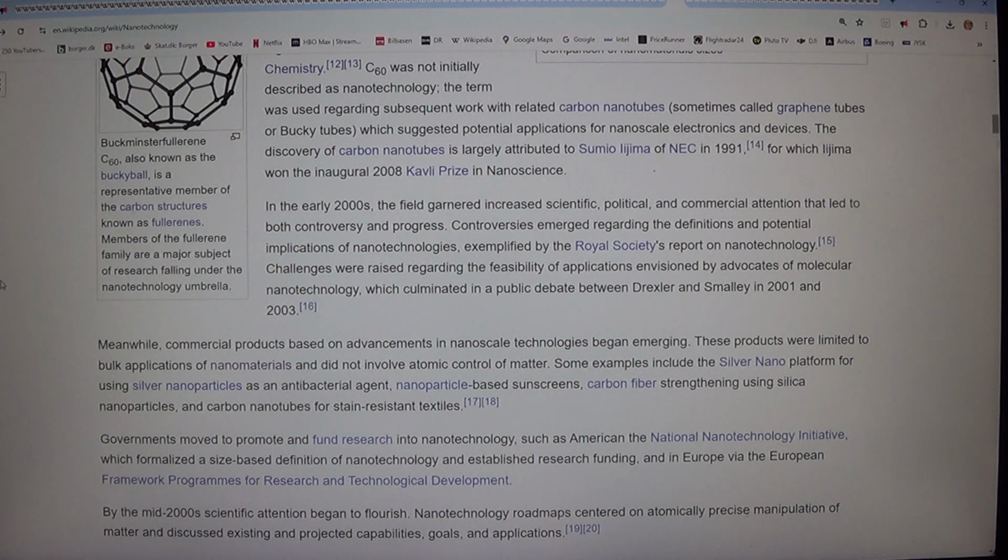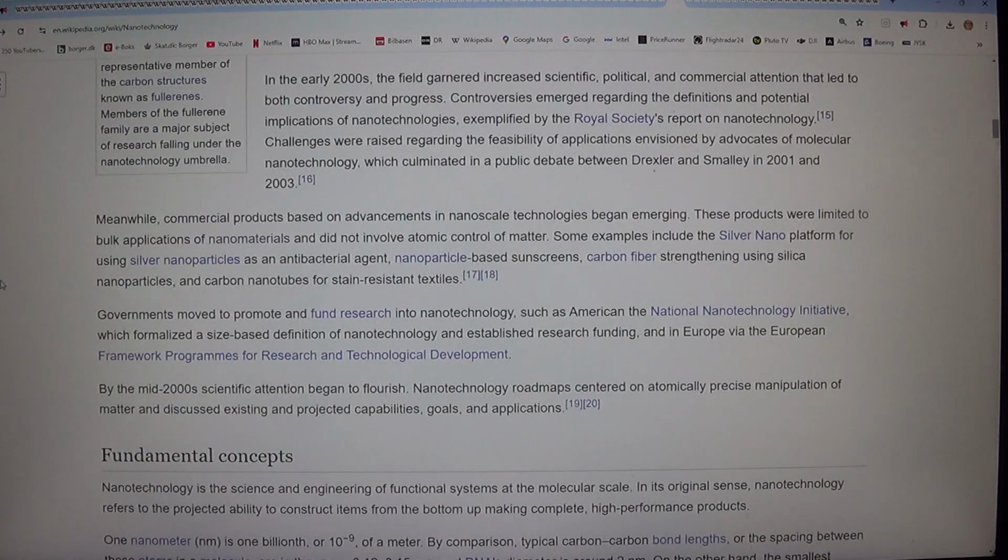In the early 2000s, the field garnered increased scientific, political, and commercial attention that led to both controversy and progress. Controversies emerged regarding the definitions and potential implications of nanotechnologies, exemplified by the Royal Society's report on nanotechnology. Challenges were raised regarding the feasibility of applications envisioned by advocates of molecular nanotechnology, which culminated in a public debate between Drexler and Smalley in 2001 and 2003.